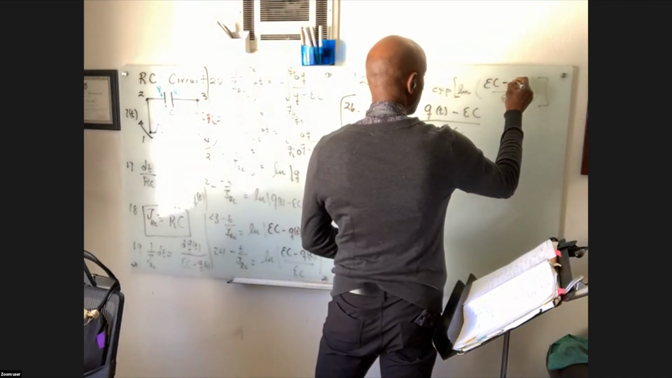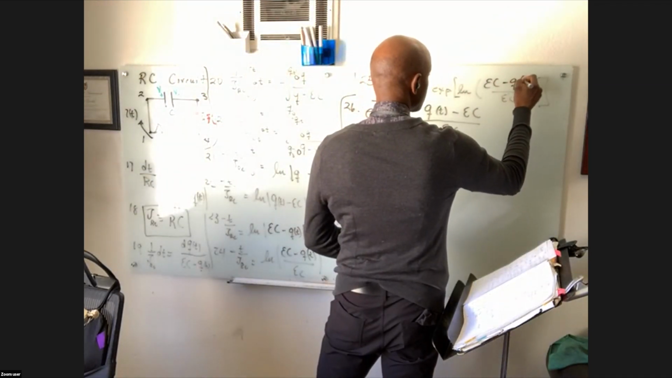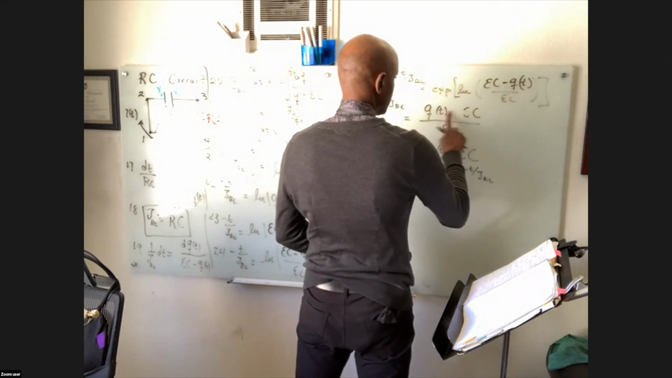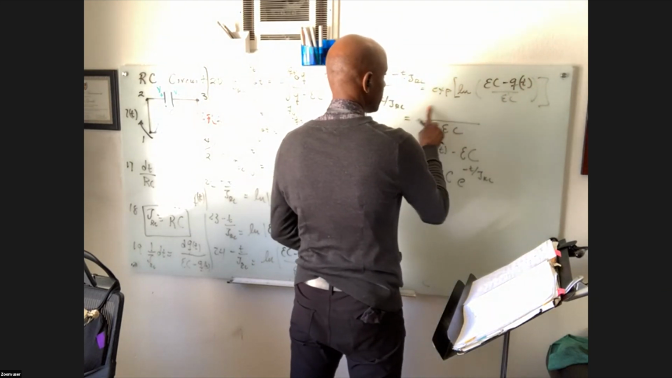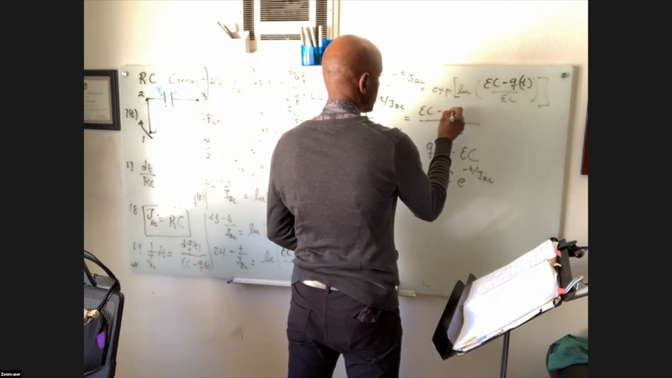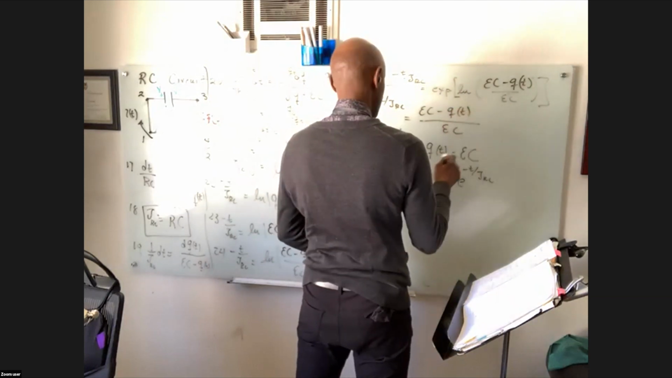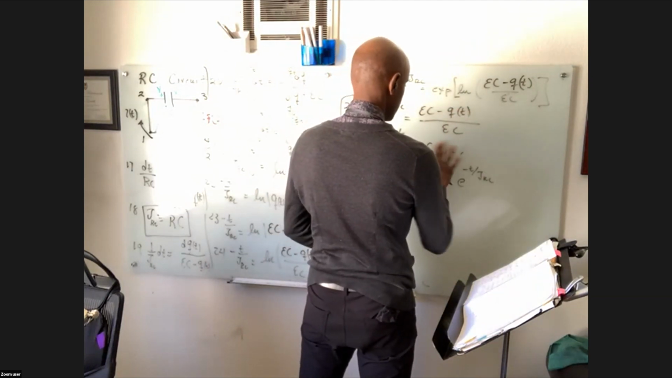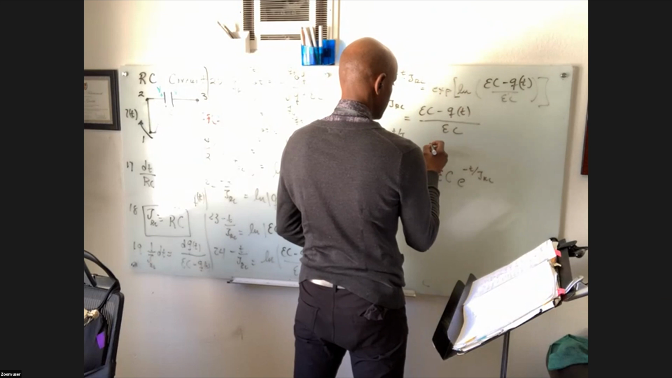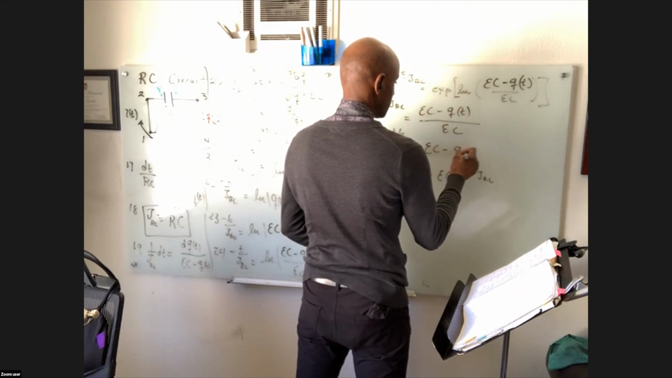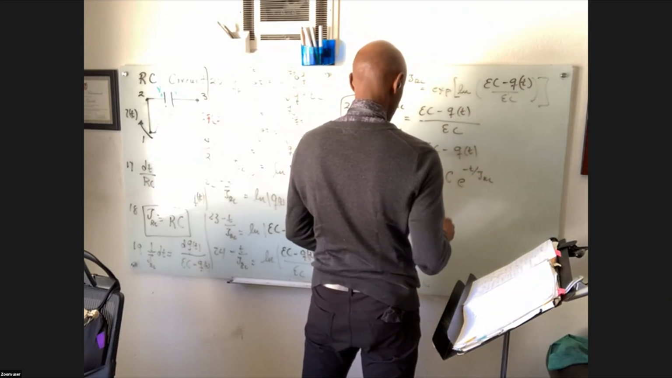So minus Q of T, and then this is going to be EC minus Q of T, and then this is EC minus Q of T. But thank you for helping me to figure that out.